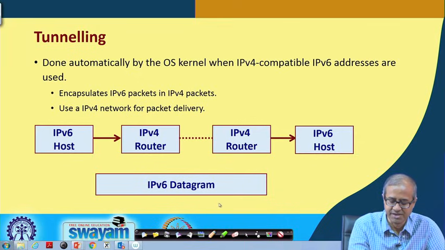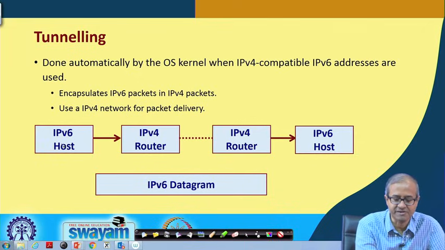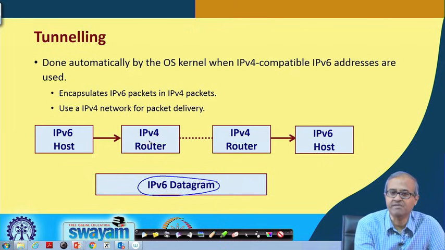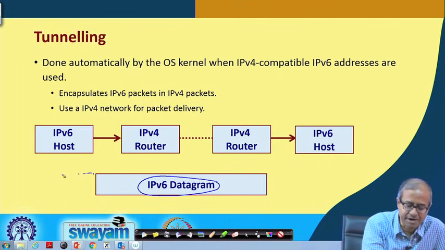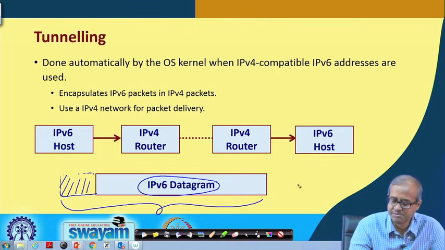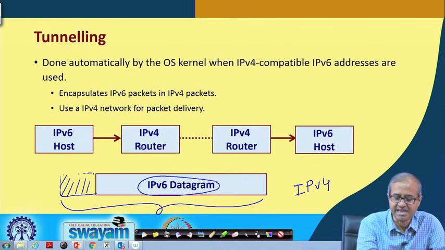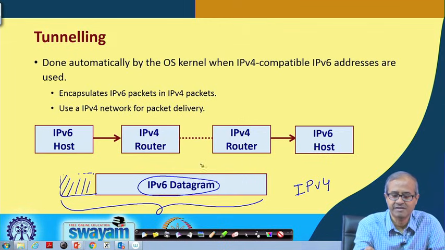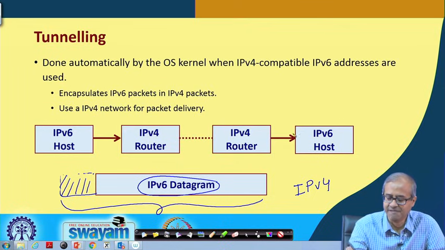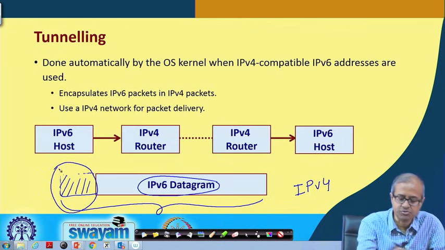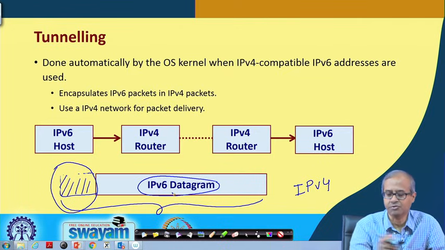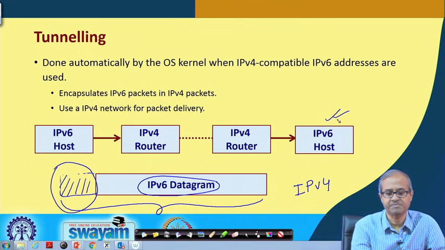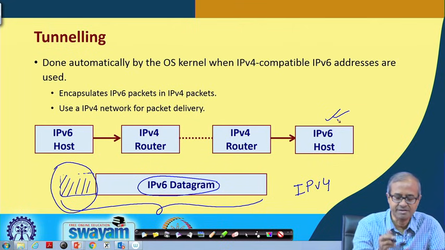So, here it is explained diagrammatically. You have an IP version 6 host which is generating an IP version 6 packet. Then you have to send it to an IPv4 router. What do you do? You append an IPv4 header before it, so the whole thing becomes an IPv4 packet. This IPv4 packet gets routed through an IPv4 network and reaches the final destination. Now, at the final destination, this header is stripped out and the IP version 6 datagram is brought out and delivered to the IPv6 host. This is what is meant by tunneling, right.